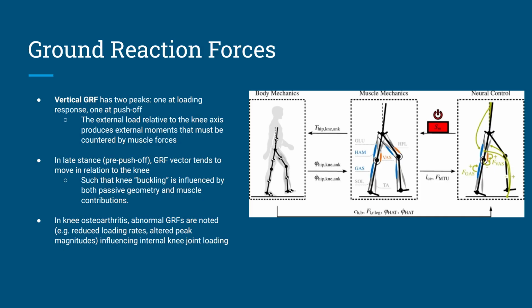In late stance, the ground reaction force moves again, and knee stability becomes a balance of three things: passive structures, joint geometry, and gastrocnemius contribution.